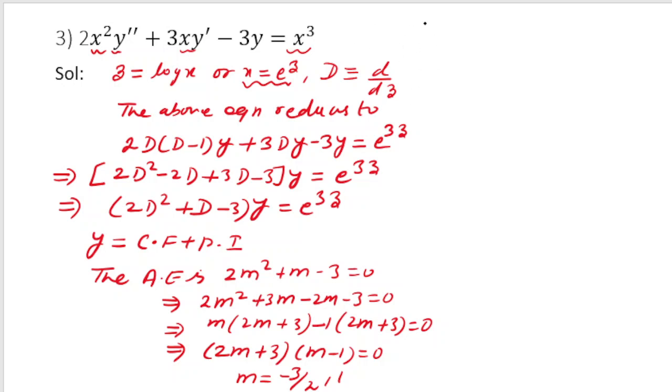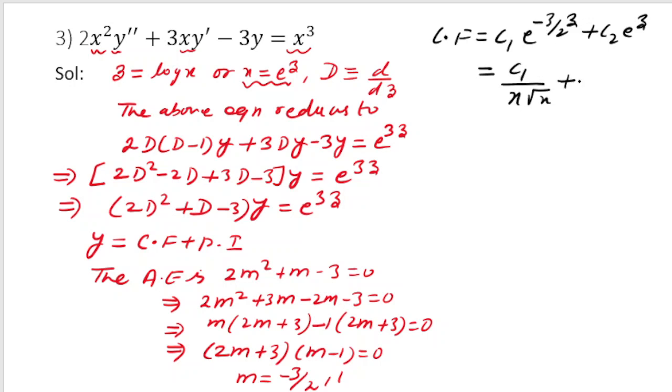So now if I write the next step, what is the complementary function? The complementary function is c1 e^{−3z/2} + c2 e^{z}, and I think now you are smart enough to see that it will become c1 by x√x plus c2 x, since z is log x, so x to the power −3/2, and e^z is x.